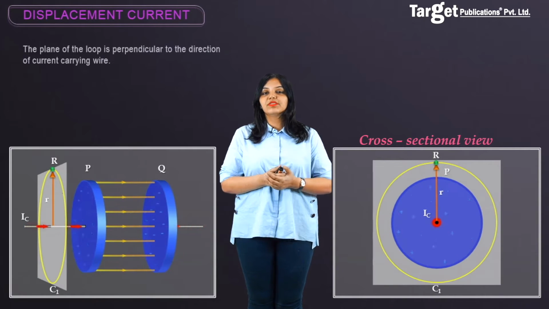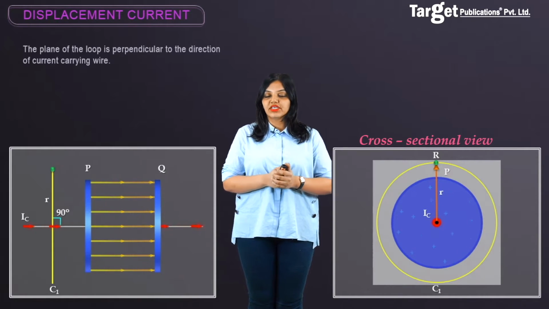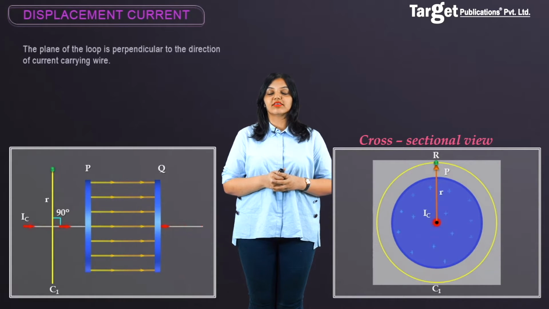The plane of this loop is perpendicular to the direction of the current carrying wire. Why is this useful? This is useful because, as we have learned before, when this happens, we can use the reduced form of Ampere's circuital law.